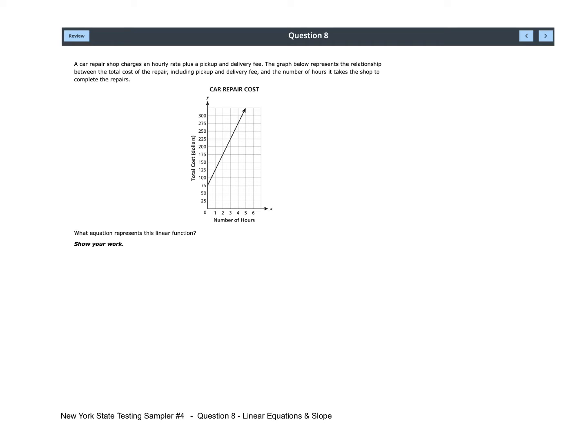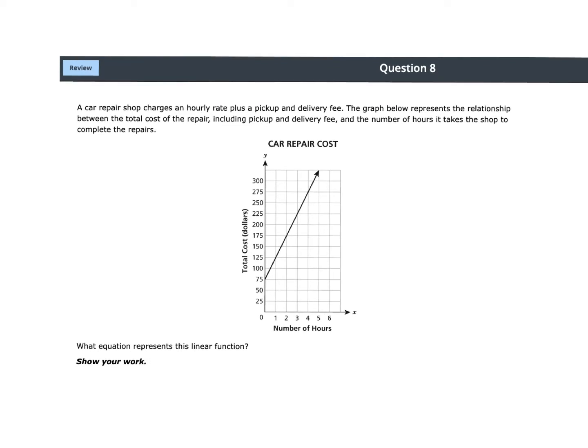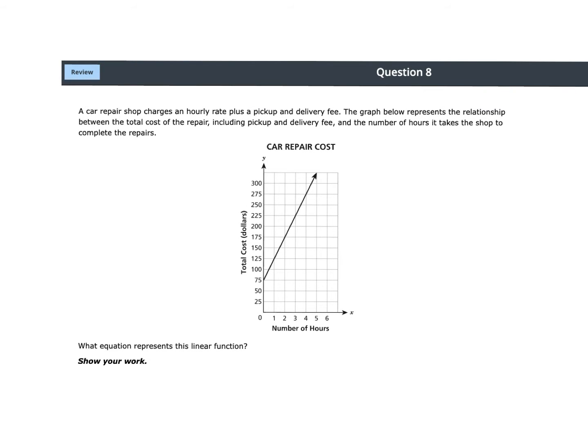This problem comes to us from the New York State testing sampler number 4. It's question number 8, linear equations and slope. So here we have a word problem. It's a real world problem, but we do need to notice it is linear.